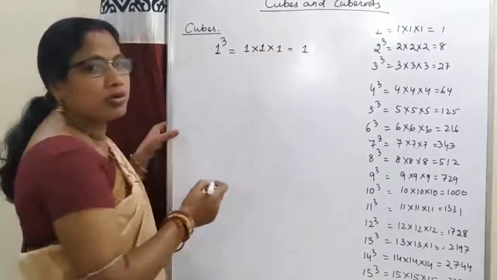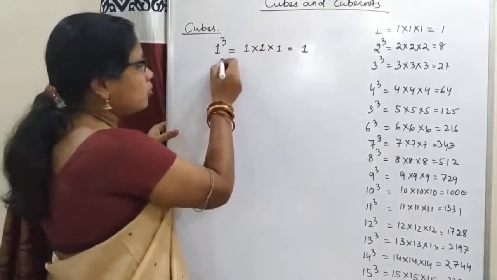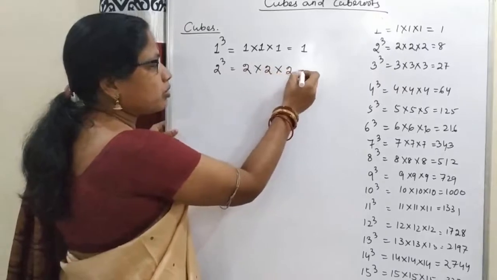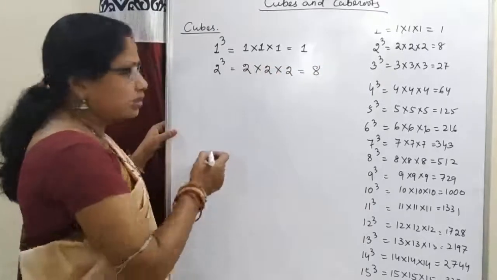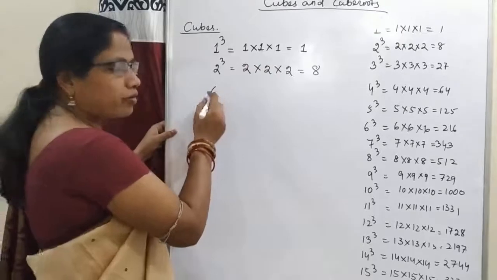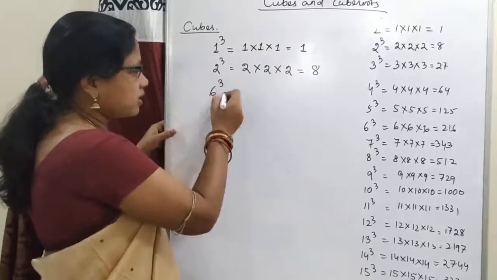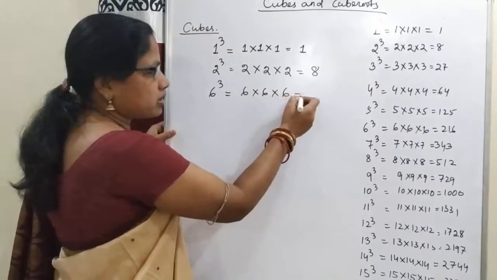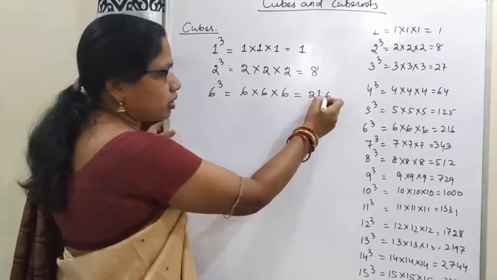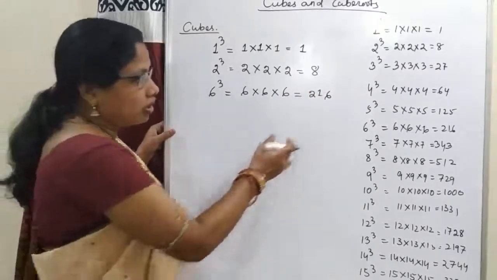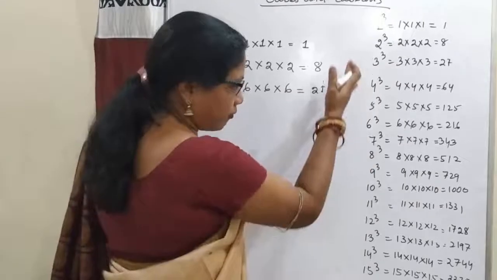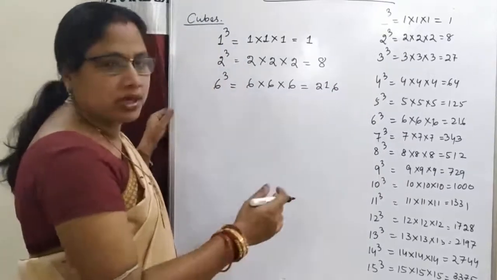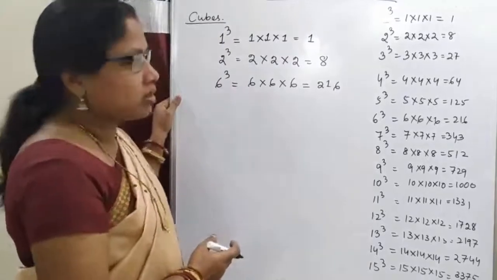That is, 1 cube is equal to 1. Then 2 cube is equal to 2 multiplied with 2 multiplied with 2, so this is equal to 8. If we have to find the cube of 6, 6 cube is equal to 6 multiplied with 6 multiplied with 6, so this is equal to 216. Here I have written the cubes of the numbers from 1 to 15. You have to remember this. For calculation, you need the cubes of these numbers.